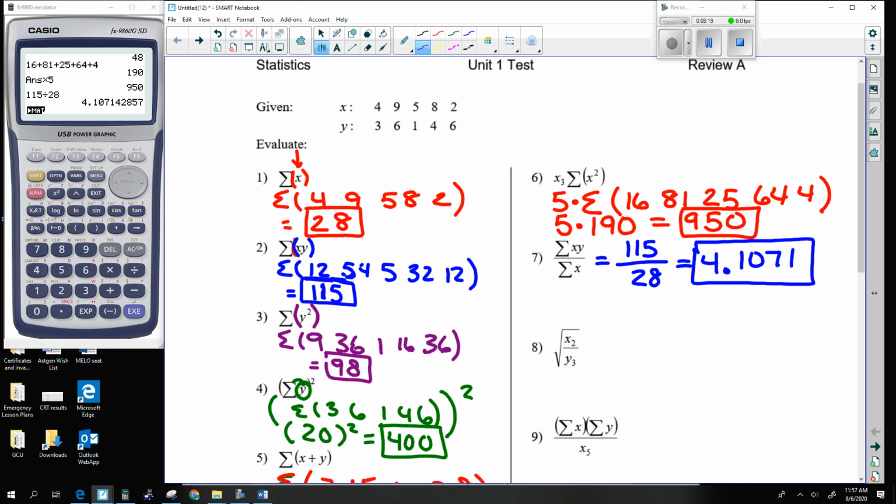All right, 8. X sub 2 is the second number of x. So the second number of x is 9. Y sub 3 is the third number of y, and that is the number 1. So this is the square root of 9 divided by 1. So the square root of 9 divided by 1 should be 3.